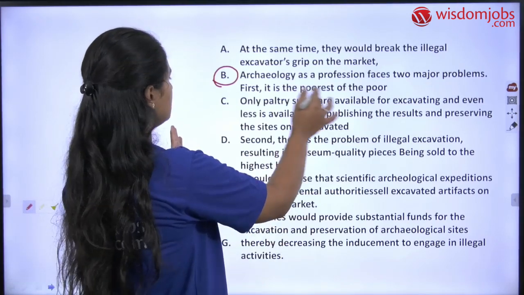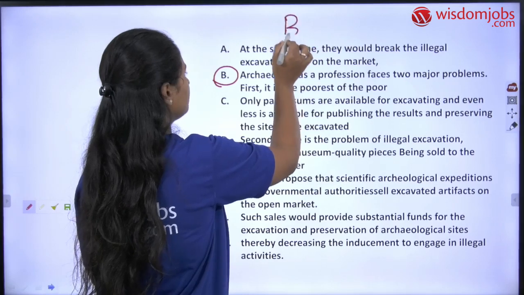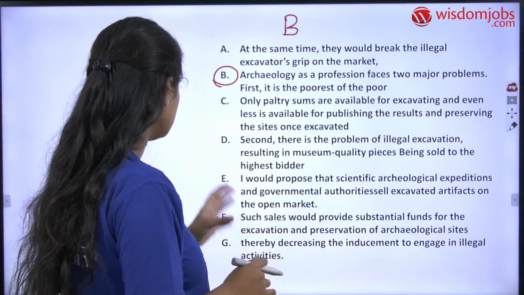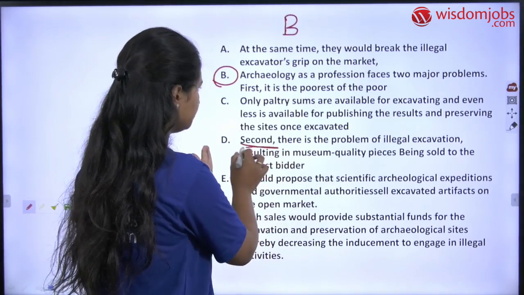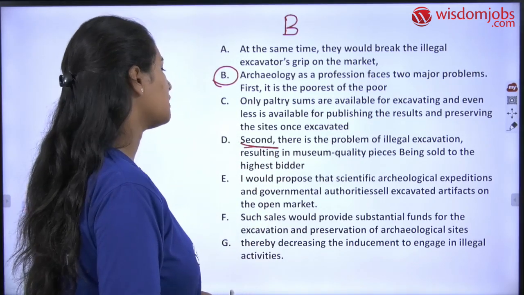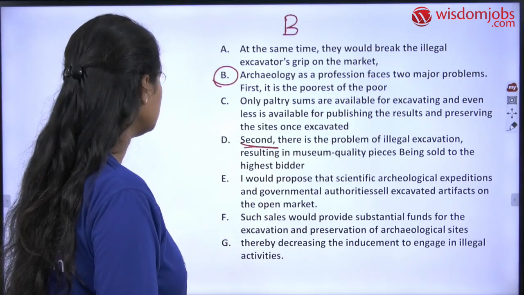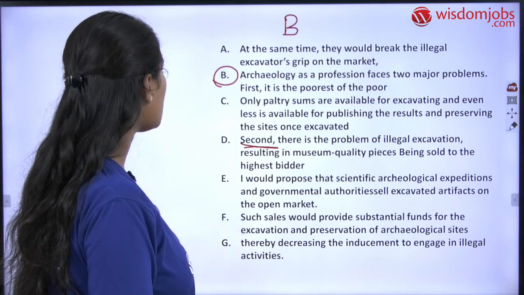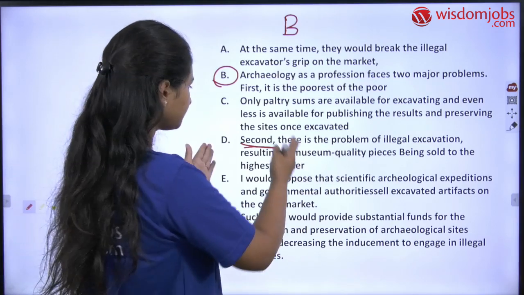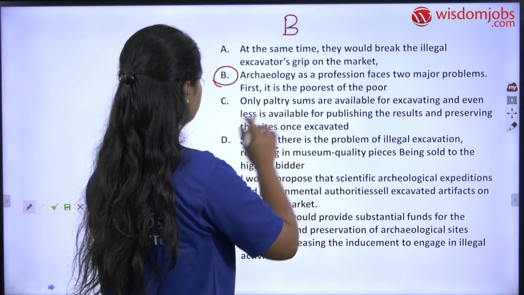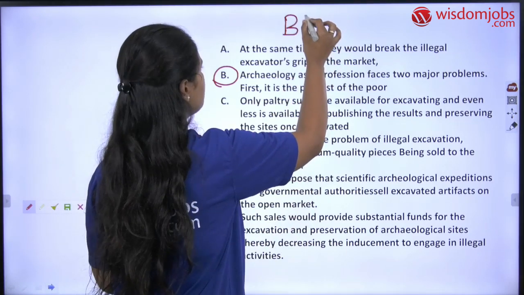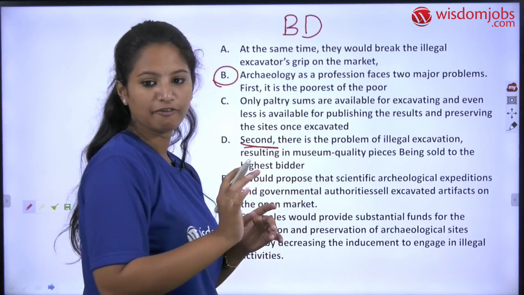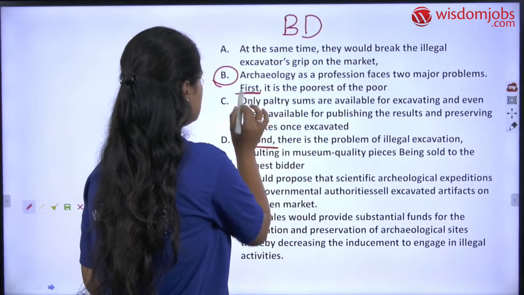So B is an option. Then you see there is a second also. Second, there is a problem of illegal excavation resulting in museum quality pieces being sold to the highest bidder. This is also there. So B and D come together. Why? First here and second here.